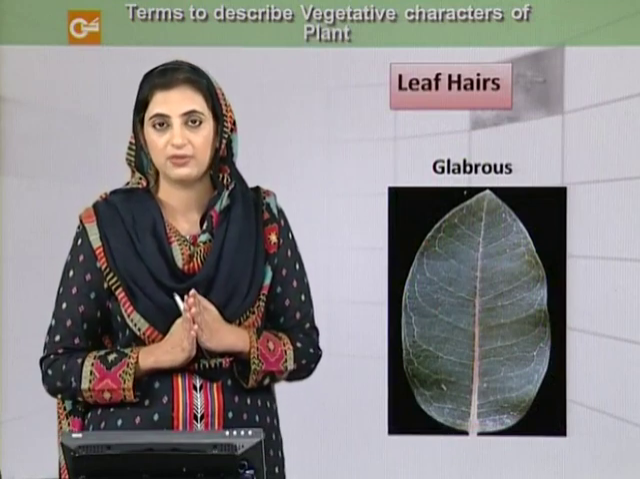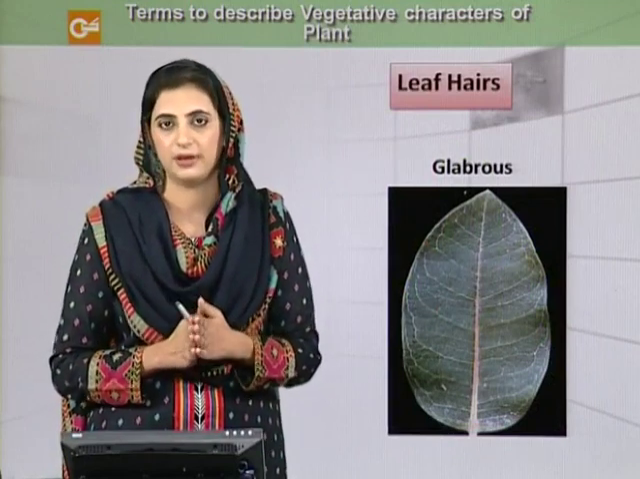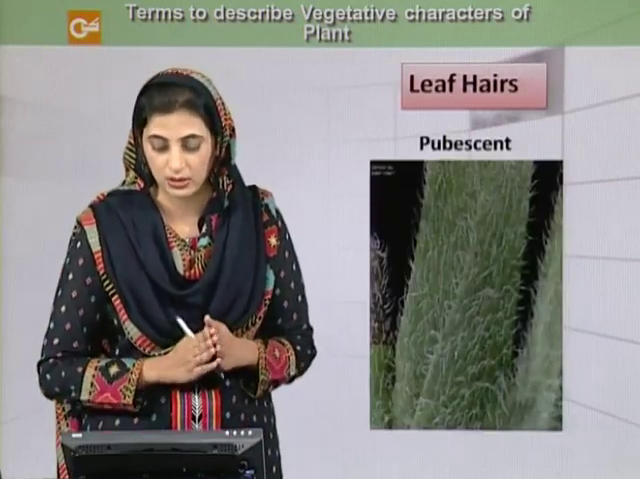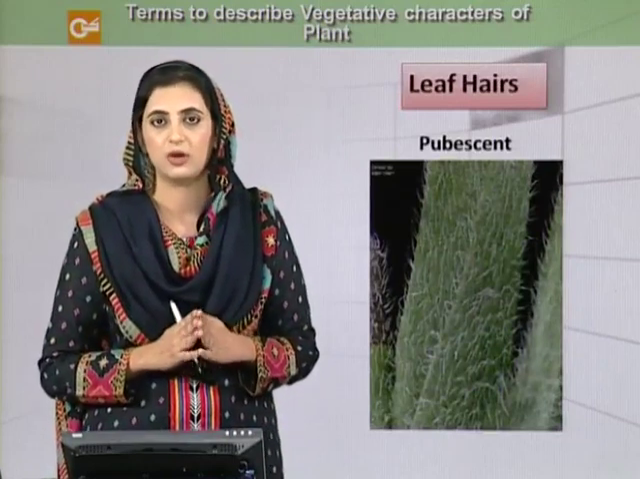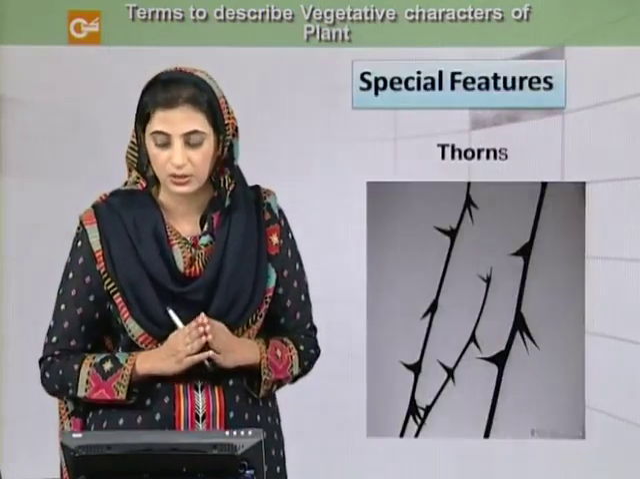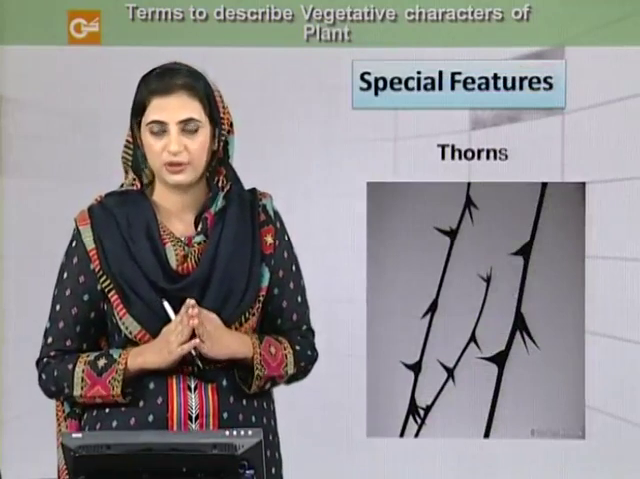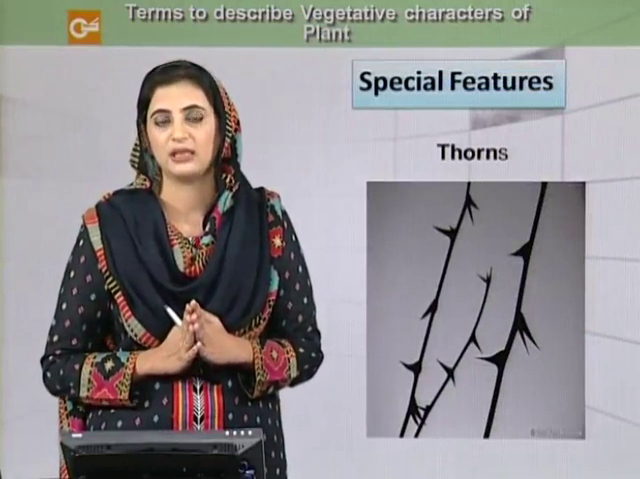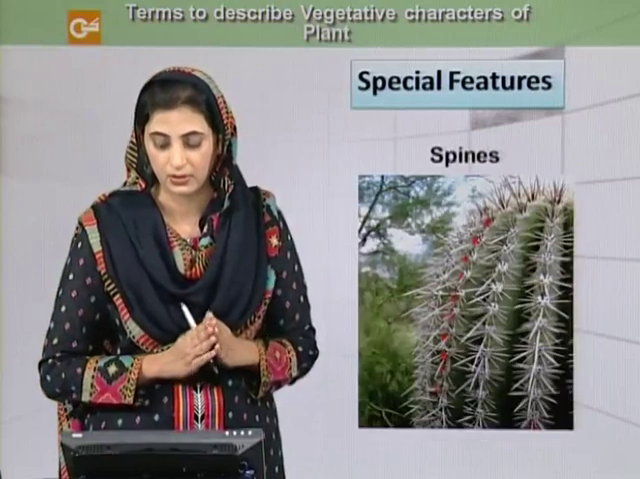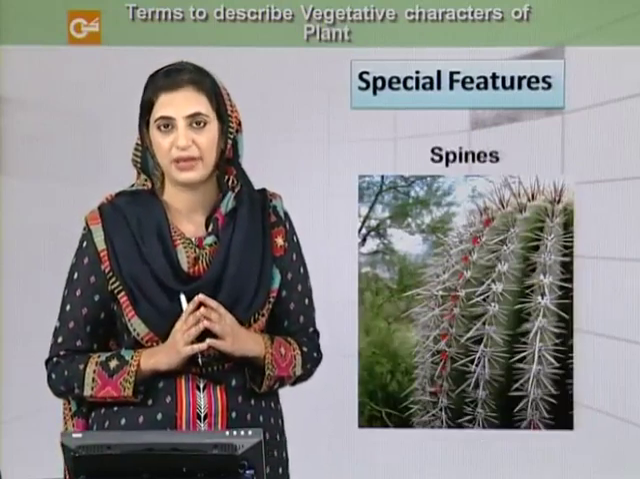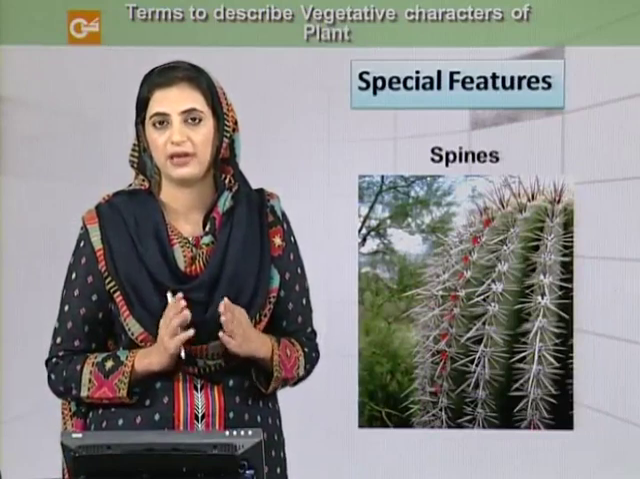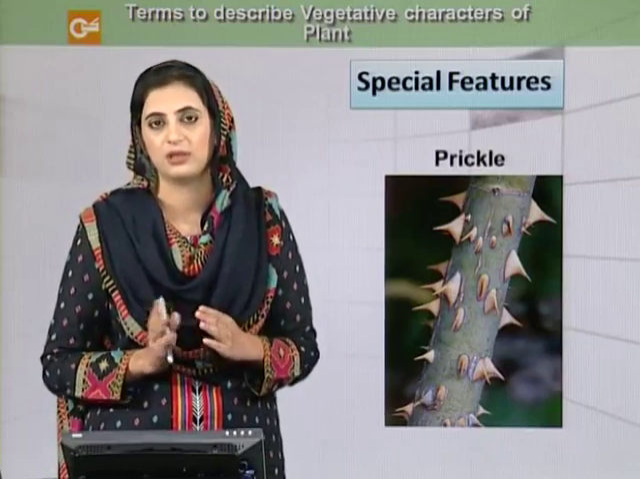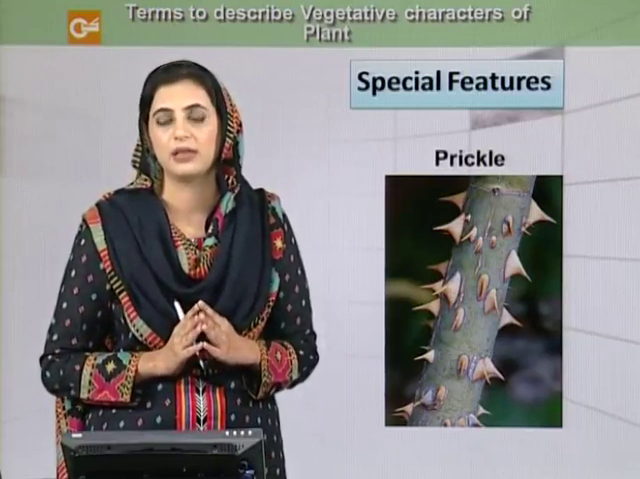Then we have a leaf without hairs. It is called glabrous or a smooth type. And if hairs are present, then it is called pubescent. Then there are various special features. For example, thorns, which are modified stems, and they are woody. And then we have spines, and these spines are woody and they are modified leaves. And then we have prickles. We have observed these prickles on a rose plant, and they are non-woody.